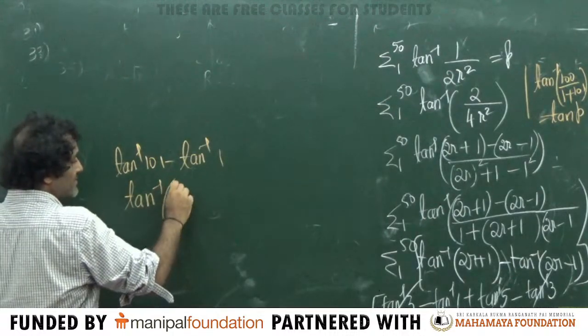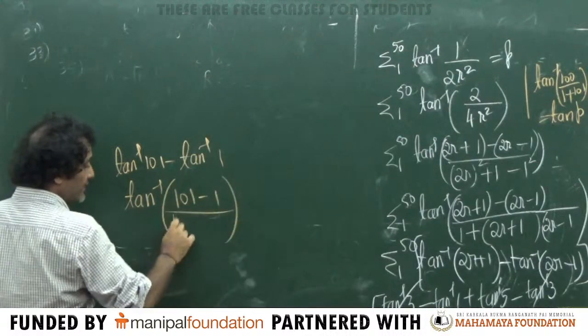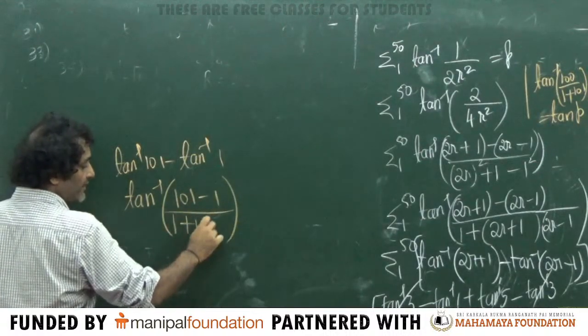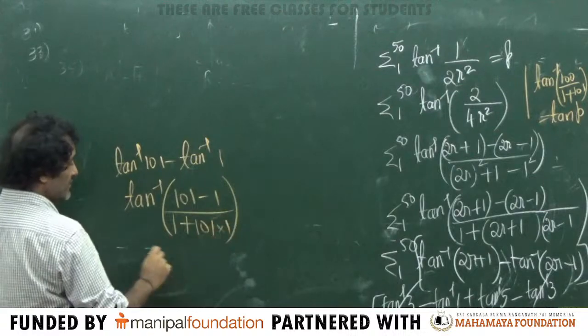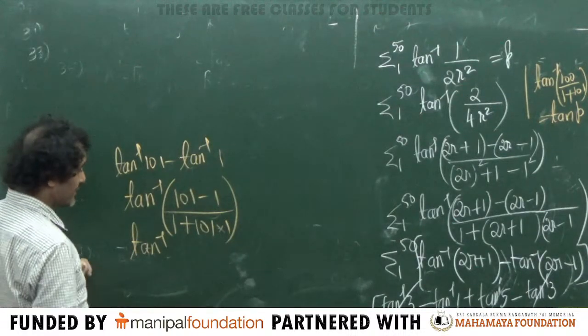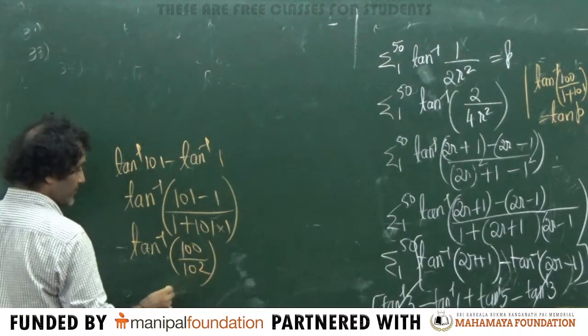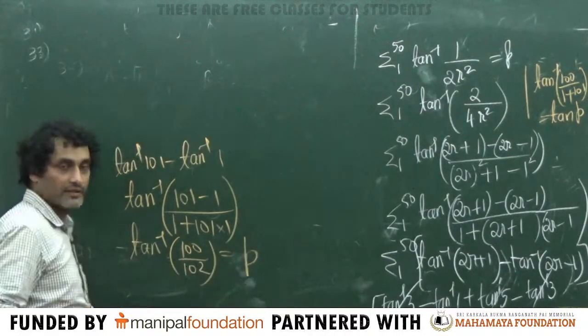Tan inverse of (x minus y) divided by (1 plus xy), that is 101 minus 1 divided by 1 plus 101 into 1. So won't it make it tan inverse, correct, right? Tan inverse 100 divided by 102. This is P. Alright, no?